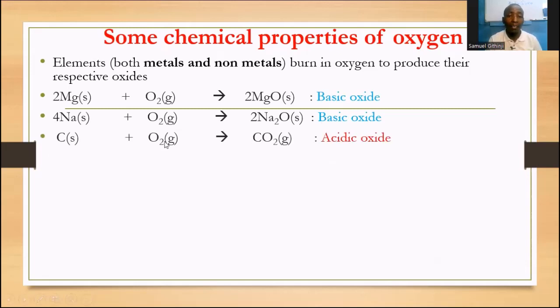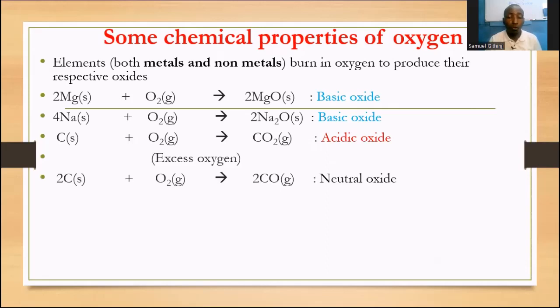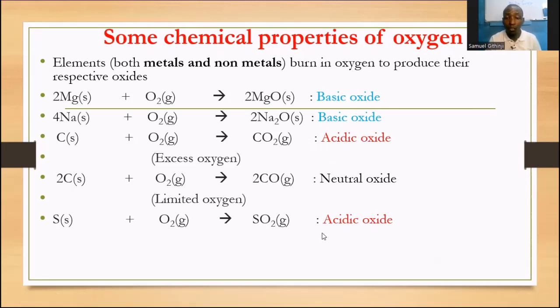Carbon will burn with a yellow glow, and it will give us an acidic oxide, that is carbon(IV) oxide, when you have excess oxygen. In case you have limited oxygen, carbon(II) oxide will be formed, and this one is neutral. Otherwise, sulfur(IV) oxide gas is formed, and this is an acidic gas.